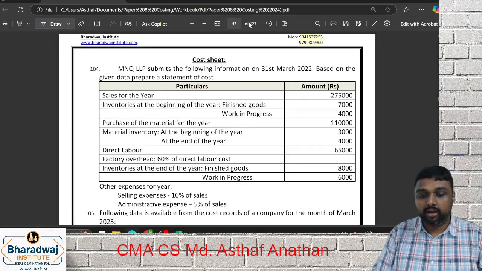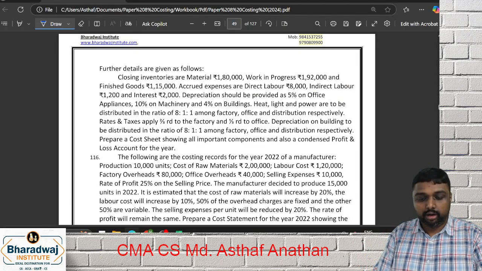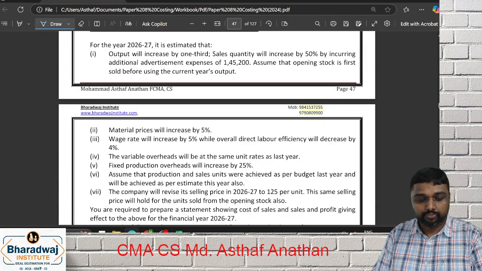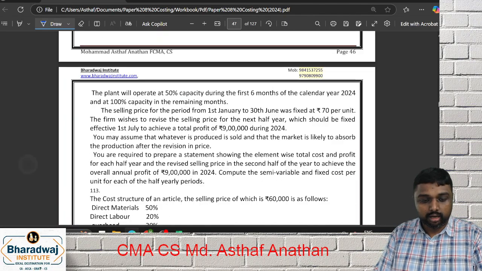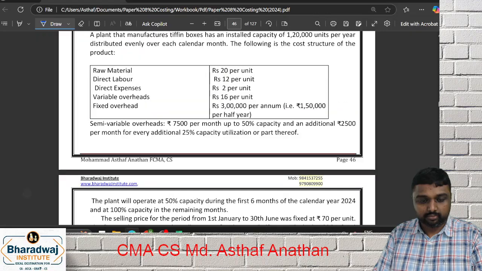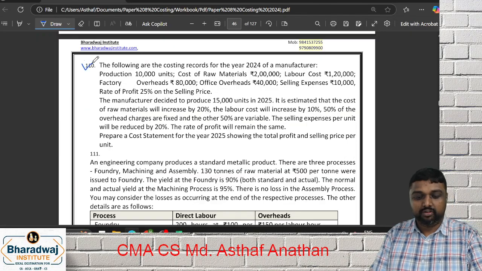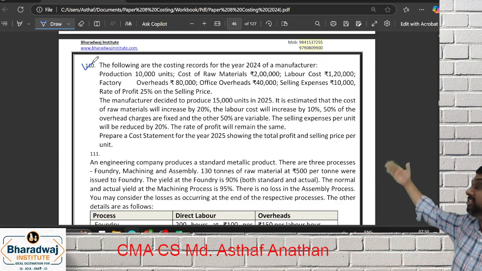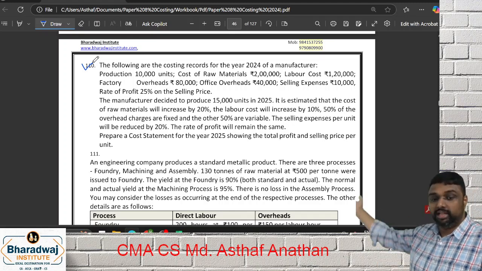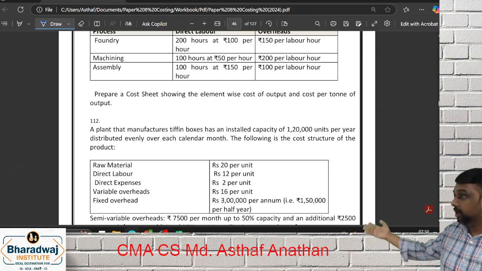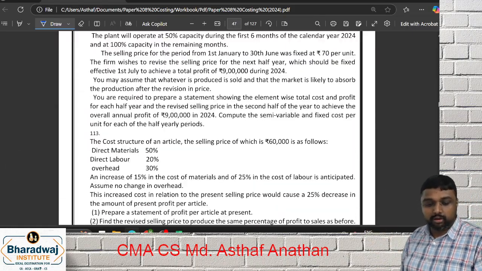Now the third model. We have one more model. What is the third model, friends? Let me show you the third model. Third model is like this. Let me show you one thing. Like this, one cost sheet they will give. They will be asking what is for the next year. We have a lot of questions like this, 110 similar, we have a lot of questions.